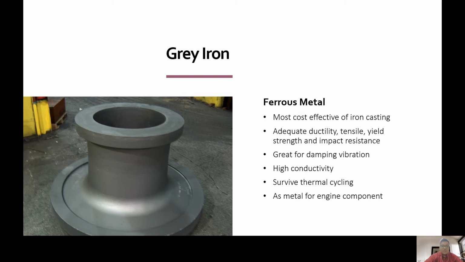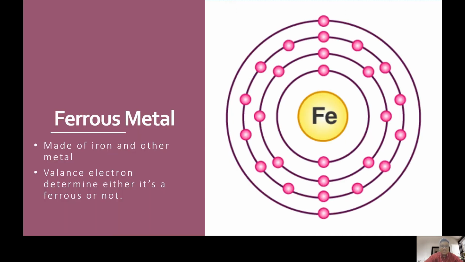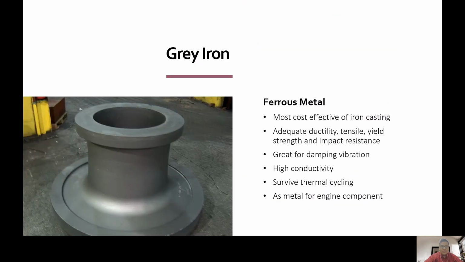Ferrous metal. To produce a ferrous metal, it has to be made up of iron and other metal. While iron is sometimes referred to as a ferrous metal on its own, the term refers to any metal alloy that contains iron. The valence of a metal is calculated to determine if it is ferrous or not. The metal has a valence of two and above, indicating that it is ferrous. One of the examples of ferrous metal is grey iron or grey cast iron.